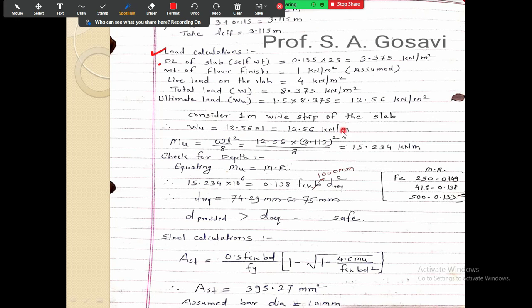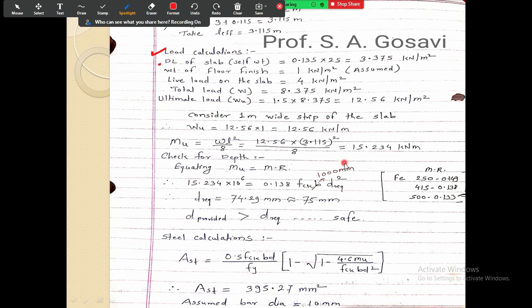So after the calculation of the load, the effective length, that is the effective span, is also known to us, and the load is also known to us. So from that we can calculate the bending moment. The bending moment is WL square by 8, which is equal to WL square divided by 8. So this is the bending moment you have calculated. And once you equate this bending moment to the moment of resistance, then you will be able to calculate the required depth of the slab.